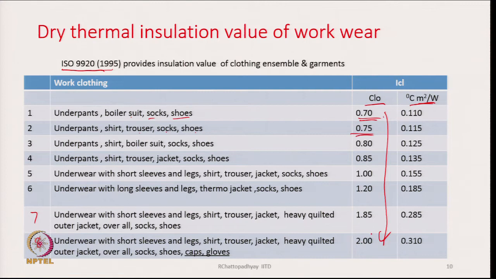Let us see, if we go for a value like 2 CLO, then the person is wearing underwear with short sleeves and legs, short trousers, jacket, heavy quilted outer jacket, overall, socks, shoes, caps, gloves. If the entire thing a person is wearing, in that case the CLO value is going to be 2. So, this is basically the sum total of the individual CLO values of these garments.